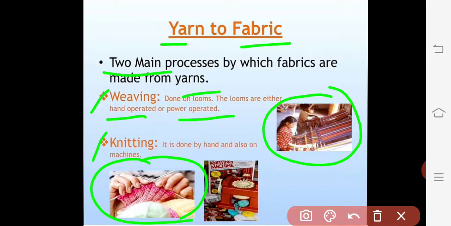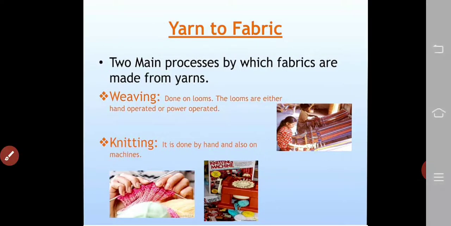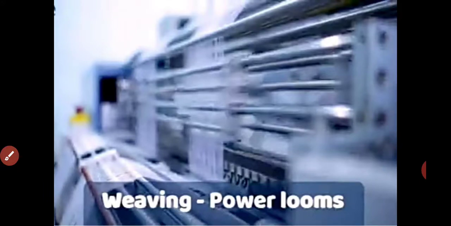So what is this? It is done by hand and also on the machine. Either you can do it by your hand, as I am showing you here, or with the help of machines. There is no problem with that. So are you clear with this knitting and weaving? Okay, very good. Now see here, weaving can be done on power looms or on hand looms.